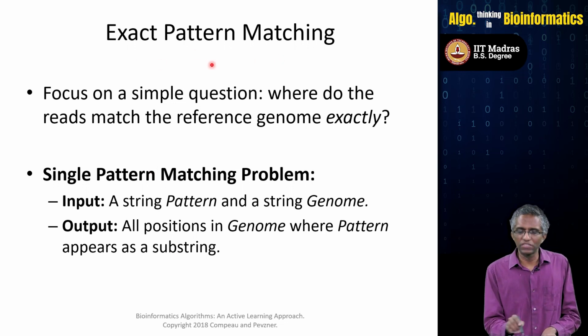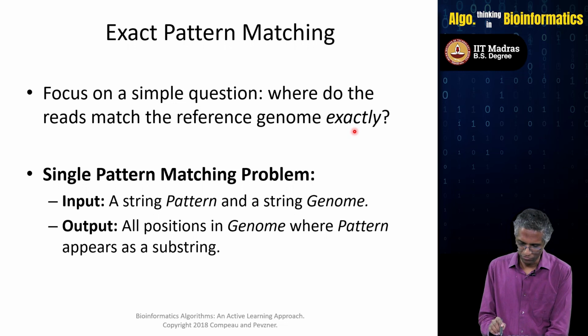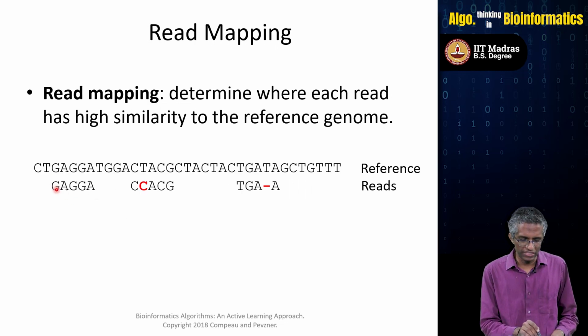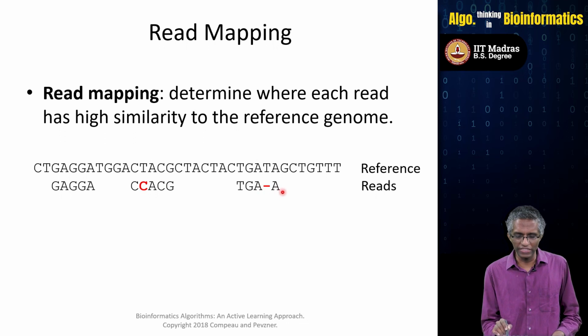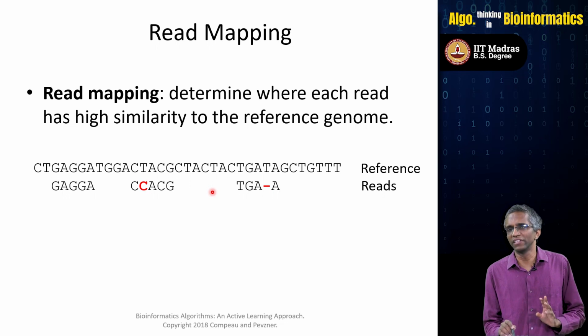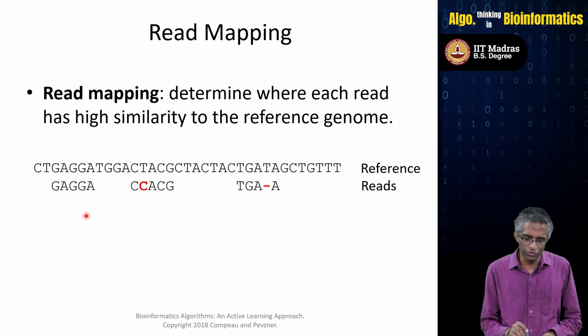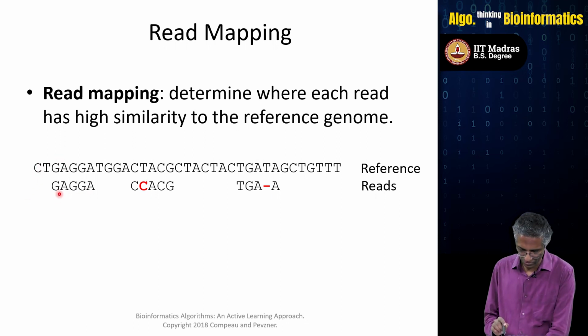So the simpler question is exact pattern matching, right? Where do the reads match the reference genome exactly without any mutation? So which is this first part, right? GA, GGA is matching exactly. If CC, ACG is not occurring exactly in any of the reference genome, we won't consider it. Similarly, TGAA may not also occur exactly. So then we will say that that read doesn't have any matching location in the reference genome, okay? But for GA, GGA, we will say that it will match at the third location, okay?